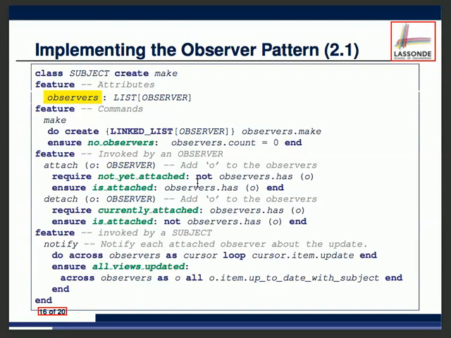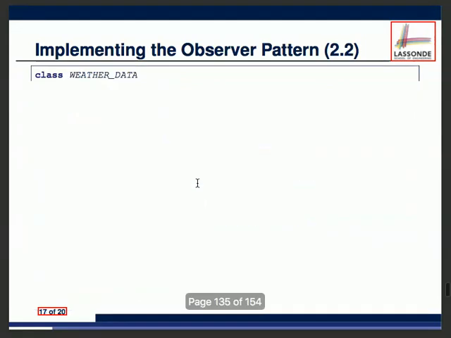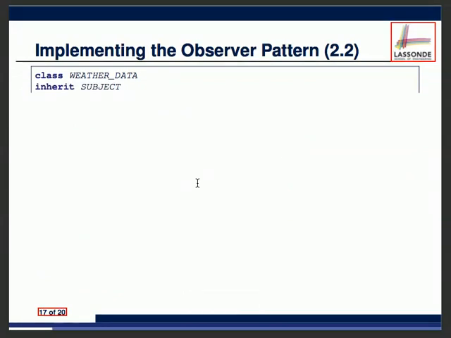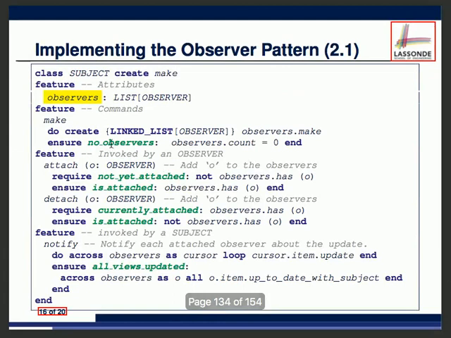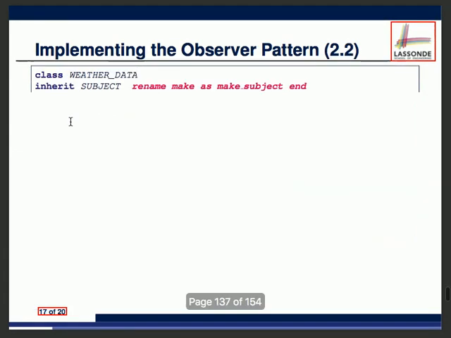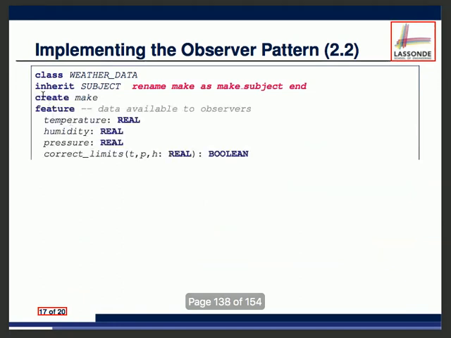That's about the subject. Okay, let's now do the weather station very quickly. So weather data over here now inherits the subject. One thing I want to mention, there's something you can also use for your project if necessary. In the subject class, we do have a make feature already. But if I want to refer to it, the problem is we also want to say create make for this particular class. We want to avoid name clashes.